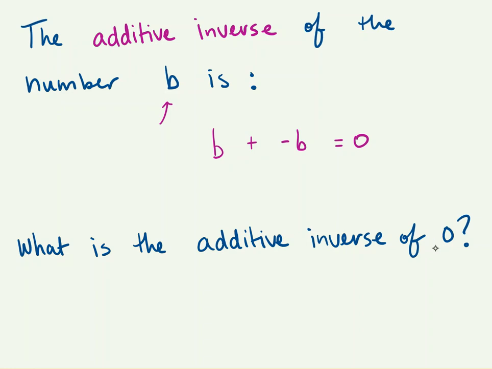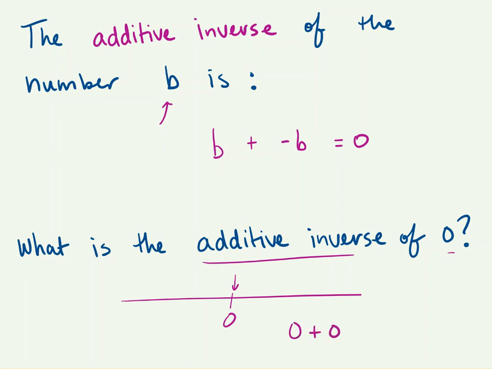Now we need to ask ourselves, what's the additive inverse of 0? In terms of our idea of equal but opposite distance away from 0, 0 is already at 0. So we don't have to move any distance to stay at 0. The idea is if you add 0 to itself, you still get back 0, which makes 0 the unique real number that is its own additive inverse.